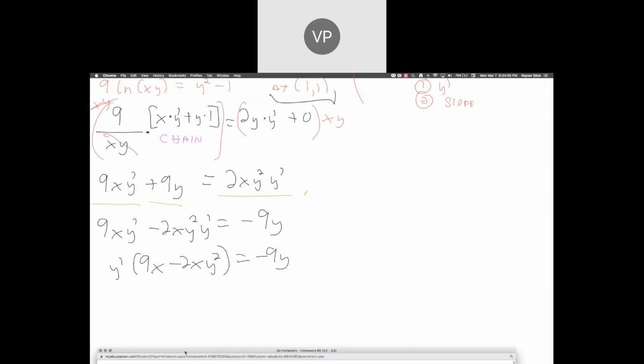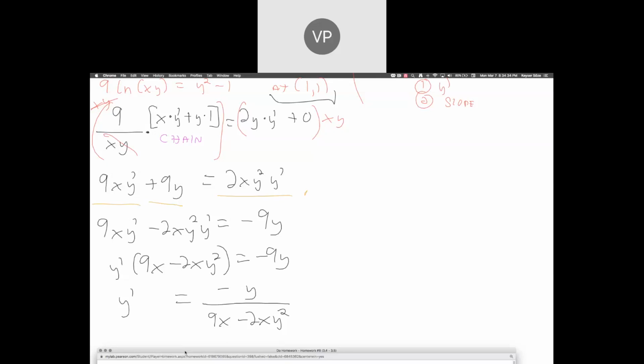And then divide both sides by whatever that parenthesis was. So we have negative 9y all over 9x minus 2xy squared. Now, some people are going to say, well, can you cancel off those 9s? You can't unless it cancels from every term. Because there is no 9 over here, there's no canceling. So even though you see one right above the other, resist that temptation to do this.